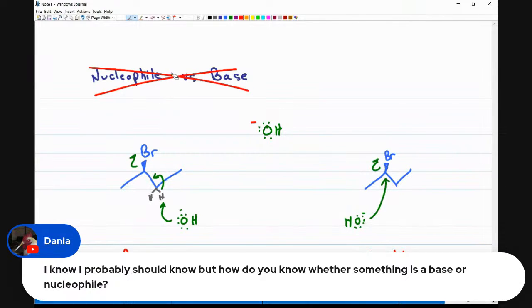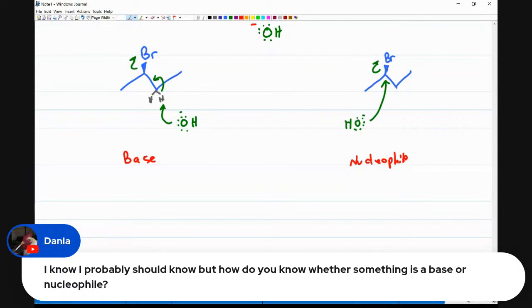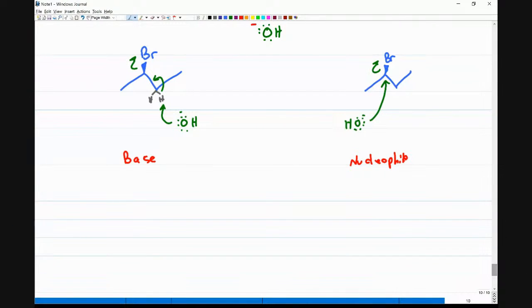Now, there are some situations where the molecule will only act as a nucleophile or only act as a base, but really it's about understanding what else is going on. Both of these reactions are perfectly viable. The difference is what else is going on that helps drive the reaction in favor of the SN2 or drive it in favor of E2.